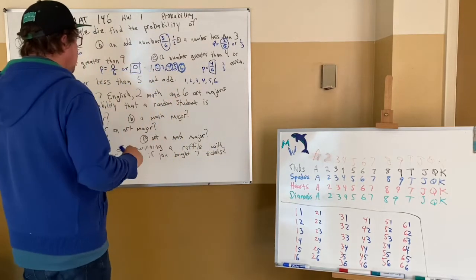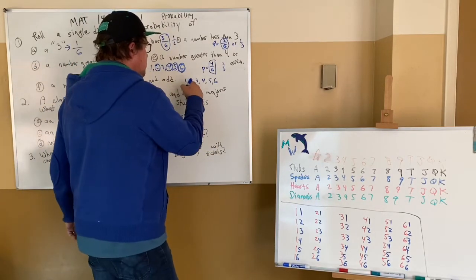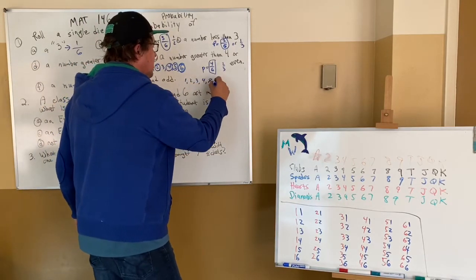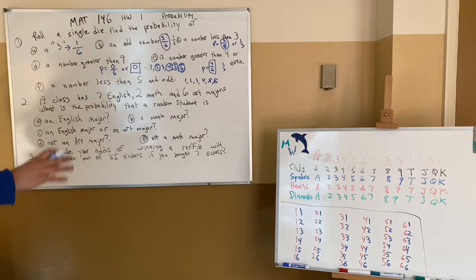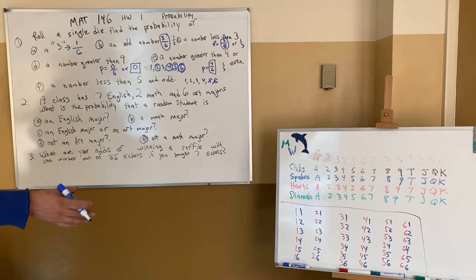I want numbers that are less than 5. So 1 is good, 2 is good, 3 is good, and 4 is good. 5 is out, 6 is out. So they're already dead. They cannot be part of my values that are acceptable.